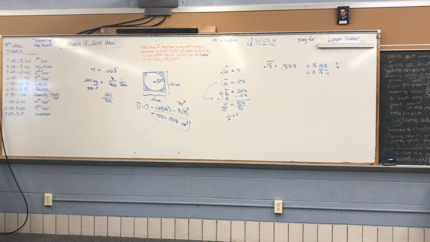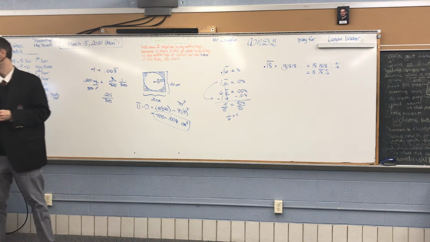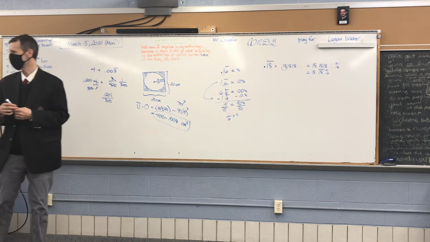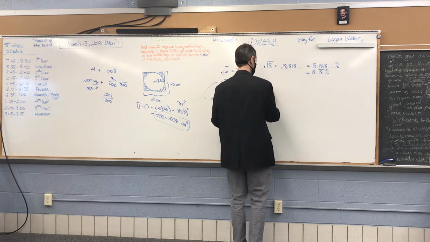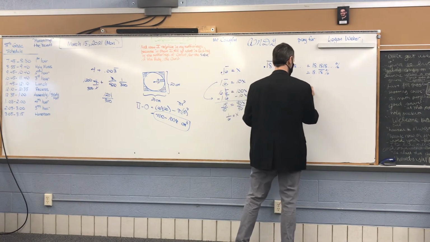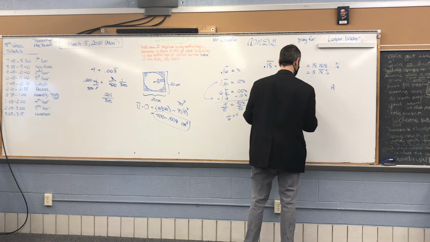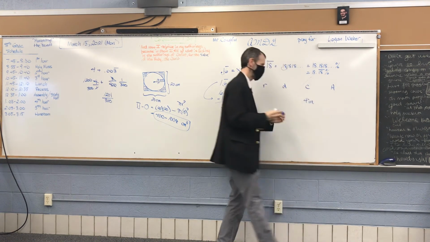Max, then Joe. So can you do number 24? Hang on a second. Okay. That's the extra credit one? Yes. Okay. So they gave you a circumference of 4 inches. So they wanted radius, diameter, circumference, area. The circumference is 4 inches.